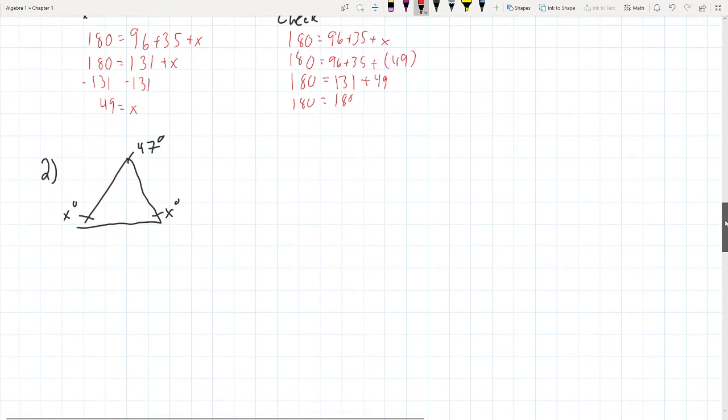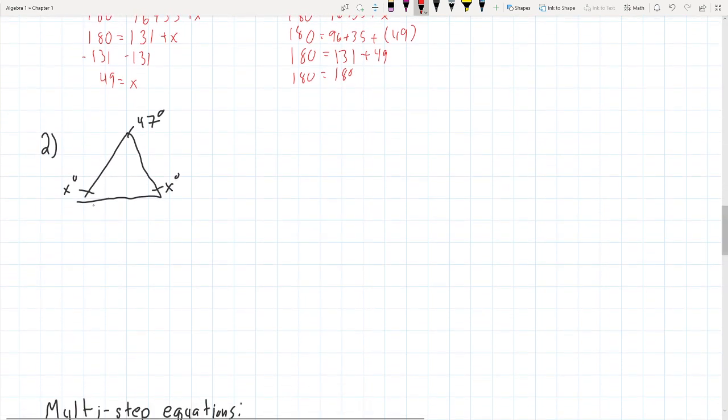Number 2, we're going to set up much the same way. We're going to say 180 equals 47 plus x plus x. Where this one looks a little different from what we've done before is we have these two x's. So what we can actually do is combine these x's.